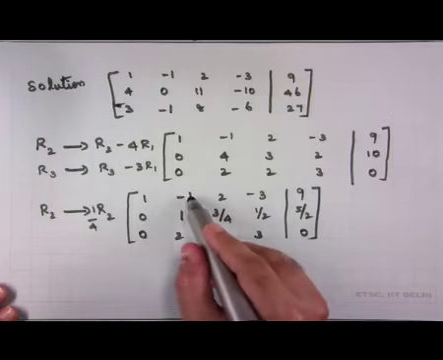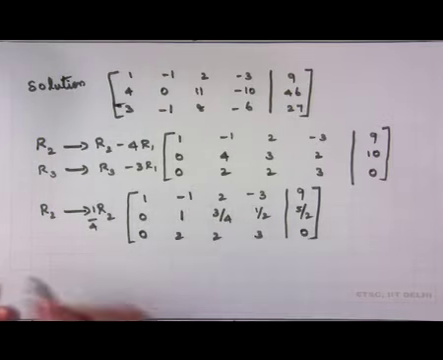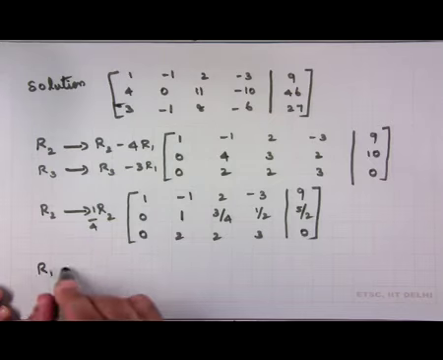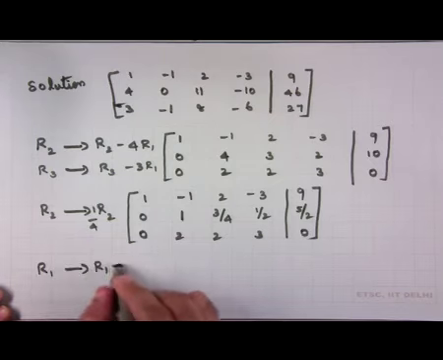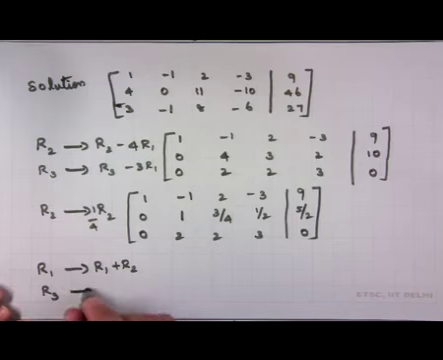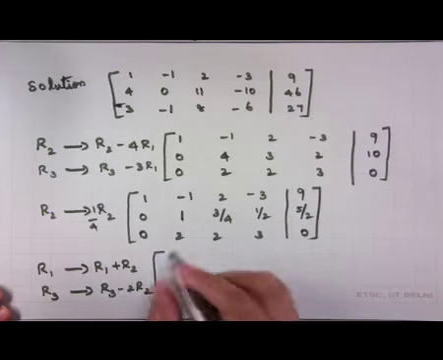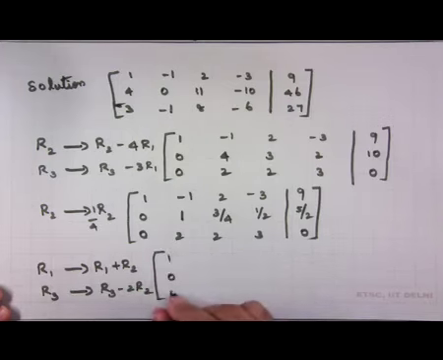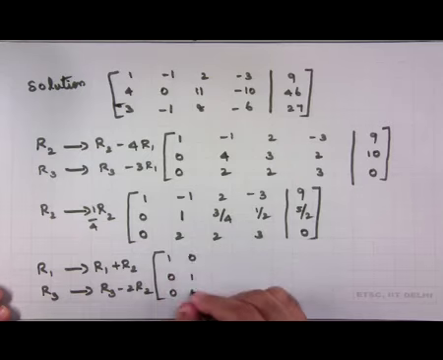Let us convert the other elements, which are minus 1 and 2 into zeros. R1 is replaced by R1 plus R2. Similarly, R3 is replaced by R3 minus 2 times R2. You have 1 0 0, 0 1 0. Now let us do the remaining things.